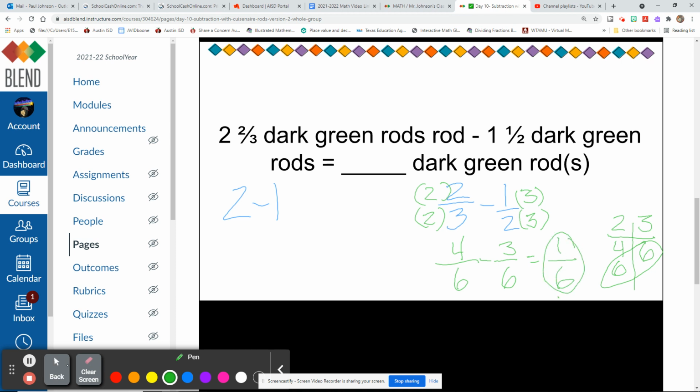That is a unit fraction. So we can just bring that right back over here. So 2 minus 1 is 1, and we have our unit fraction. That gives us our total answer of 1 1/6.